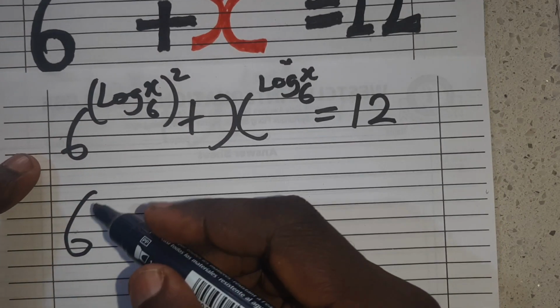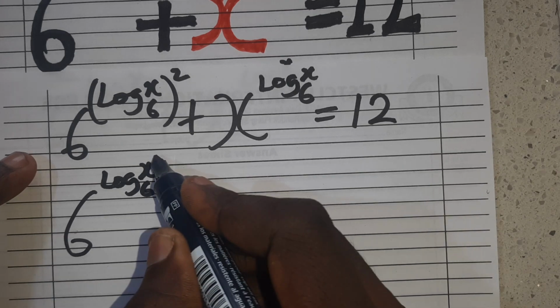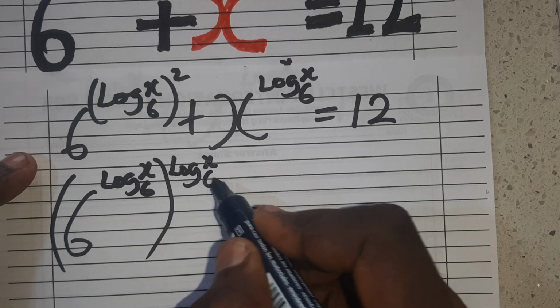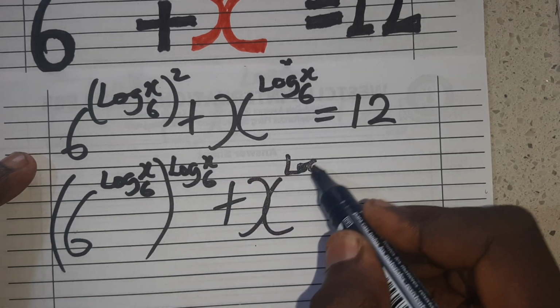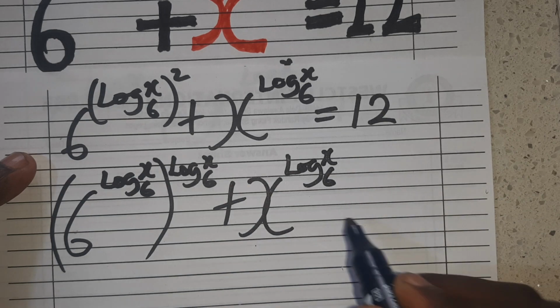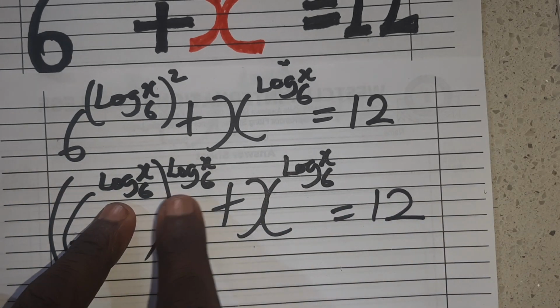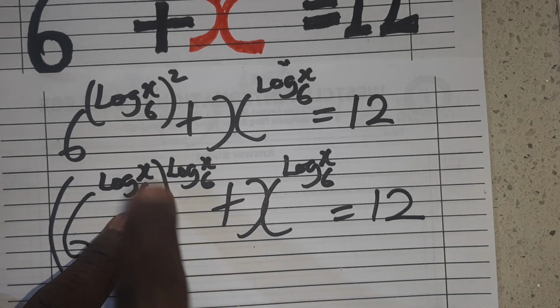to power log x base 6 all in brackets, and you have another log x base 6 outside, plus x raised to power log x base 6 equals 12. Mind you, if you open the bracket, if you multiply the power inside and the one outside, you still get this value, so they are the same.